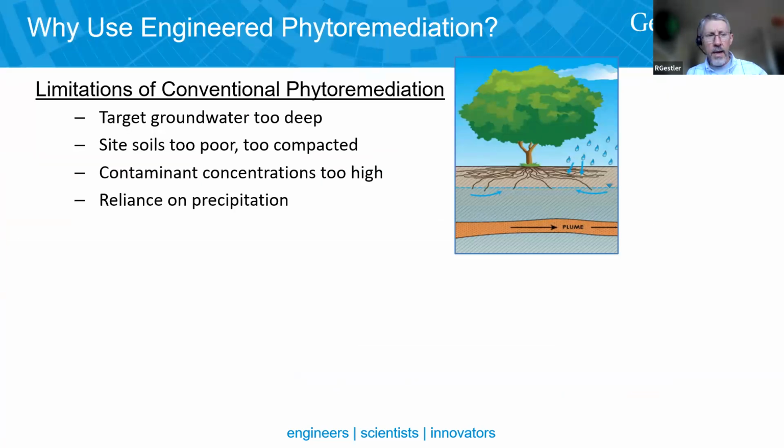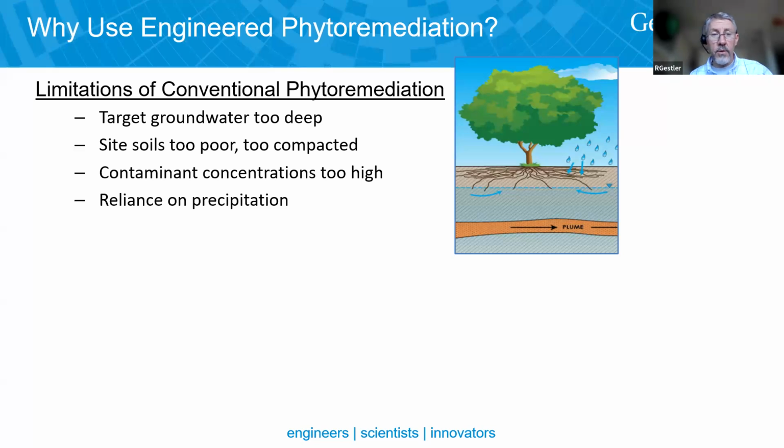Before I jump into a few case studies, why use this engineered approach? I spent the first portion of this talk discussing traditional phyto. Well, there's some obvious limits to traditional phytoremediation. One is your target groundwater may simply be too deep. If it's greater than 10 feet, you may have a hard time getting plant roots down to that depth. Your site soils may be too poor or too compacted, or the contamination concentrations could simply be too high.